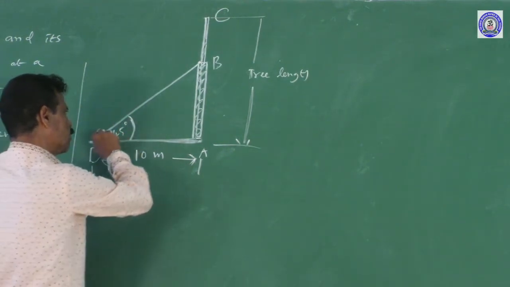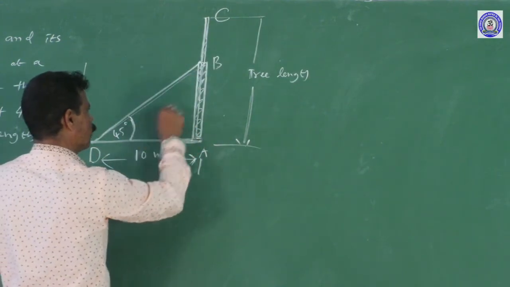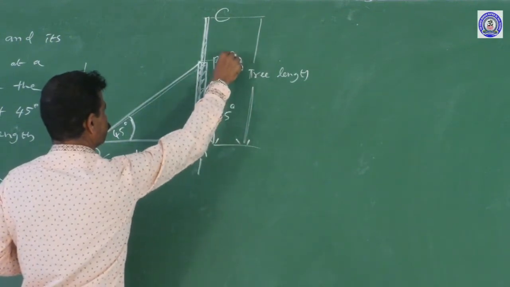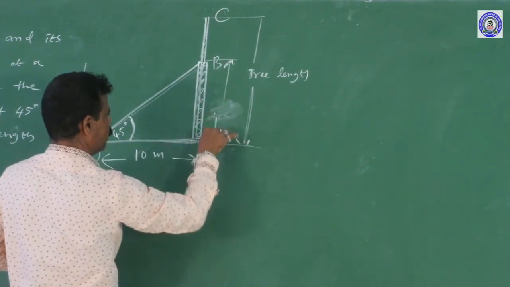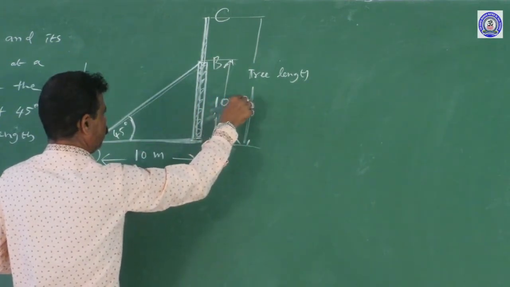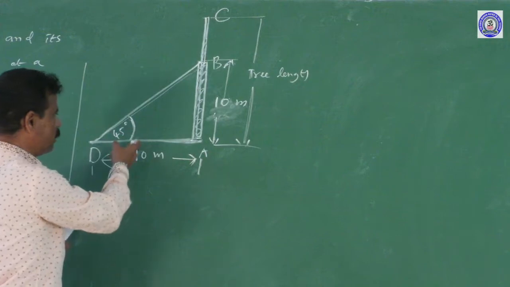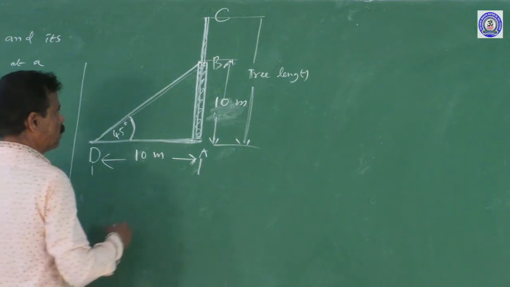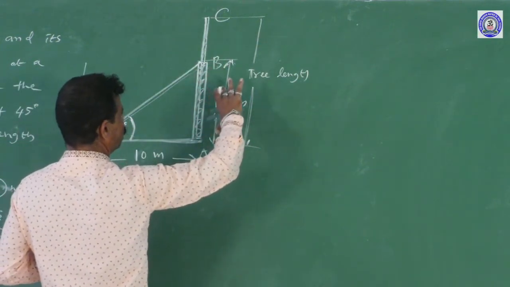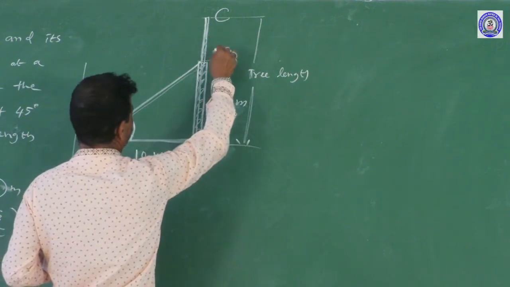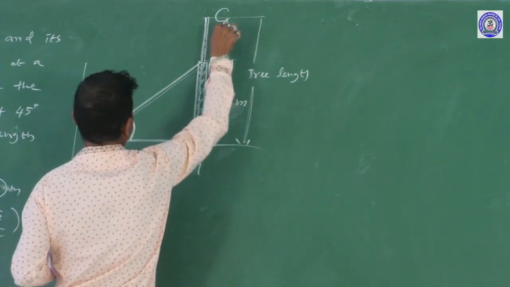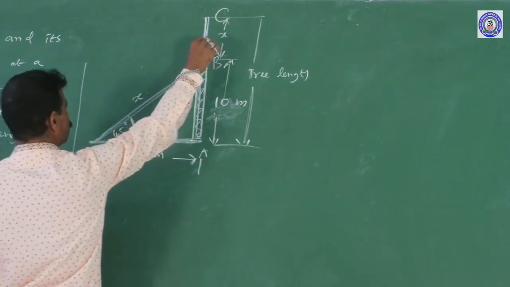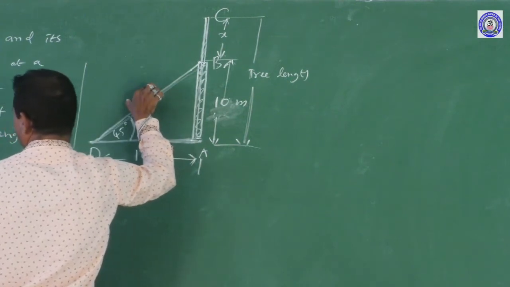Here 45 degrees means this is a right angle triangle. That's why this also is 45 degrees. 45 degrees means this length is equal to this 10 meters. Both are equal. If 45 is here, these two lengths are equal in the right angle triangle. So he is asking the total length. In that, 10 meters is here. This length is unknown. Let us say this length is x. This is also x length. This is given.